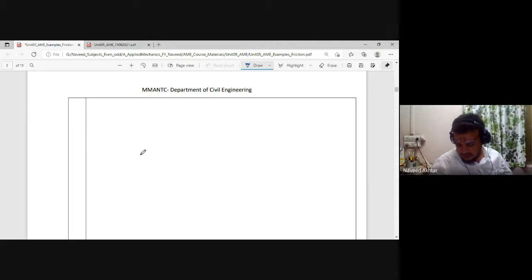A body weighing 12 kilonewton is laying on a horizontal plane for which mu is equal to 0.70. Determine the normal reaction, limiting force of friction, horizontal force required to move it, and angle of friction. So here what is given? Example number 3. Let's solve the example number 3.